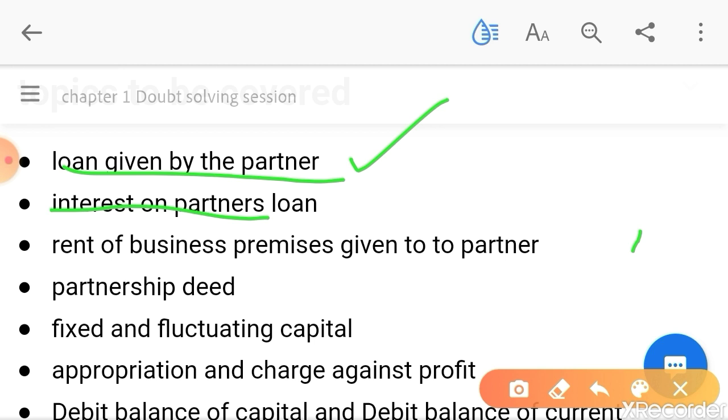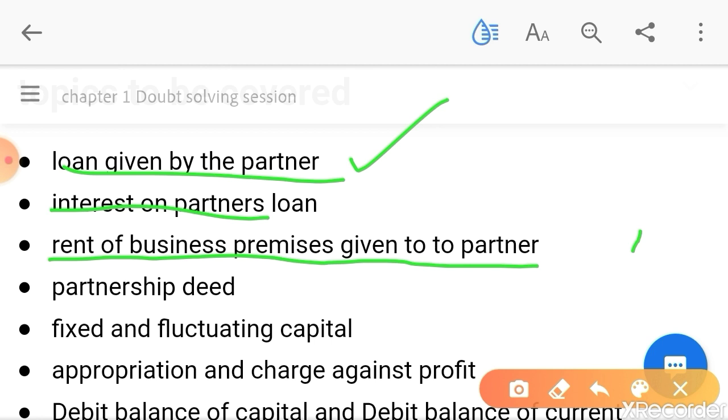Now we are moving on to the third point, that is rent of business premises given to the partner. See, sometimes the partner lends his own house or his own building to the partnership firm. Now if you hire someone else's building, you have to pay the rent. In a similar way, if a partner is giving his own asset, rent is to be given to that partner, and that is known as rent of business premises given to the partner.